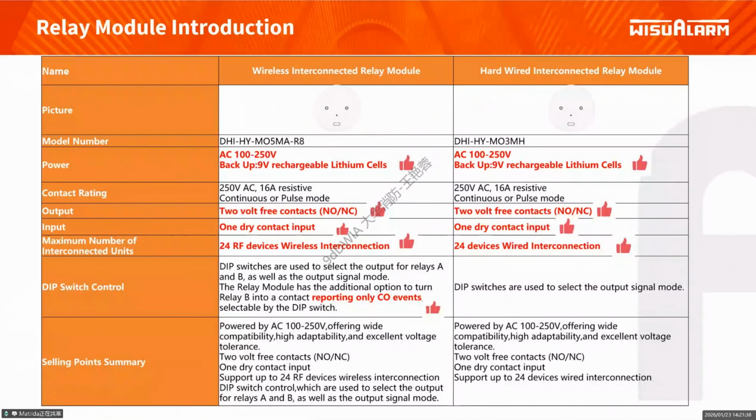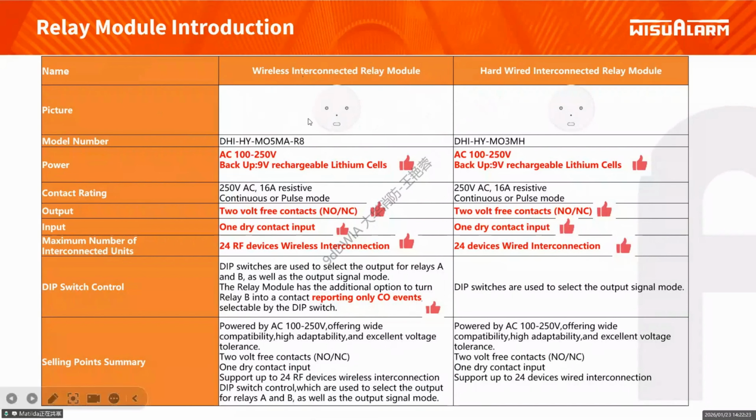And here is an introduction about our relay model. I also introduce this product here because our solution includes these products. Now we have released two different kinds of relay model. We have the wireless interconnected relay model and the hardware interconnected relay model. And both of these models are mains powered and have a backup 9 volt rechargeable lithium cell. And each model has a 2-way free contact and 1 dry contact input.